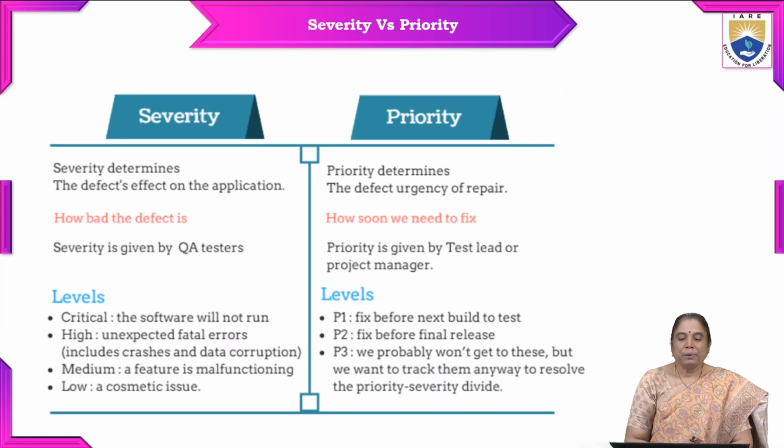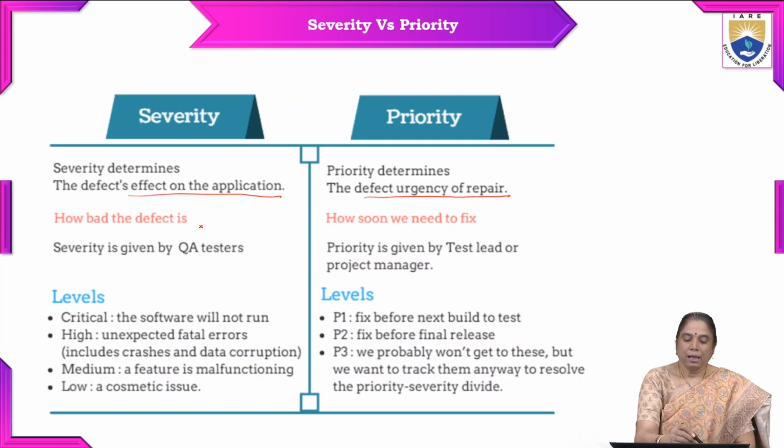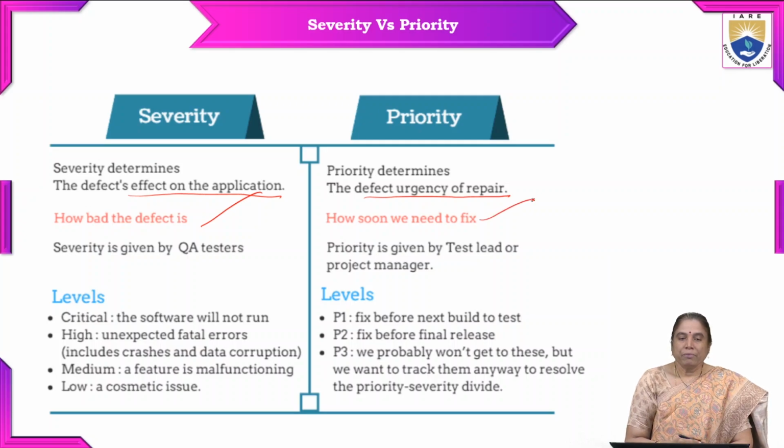And what is the difference between severity and priority? Severity generally determines the defect's effect on the application, but priority determines the urgency of repairing or removing the defect. Severity is how bad the defect is, but priority identifies how soon we need to fix the bug. Severity is given by the QA tester. Priority is given by the test lead or the project manager.